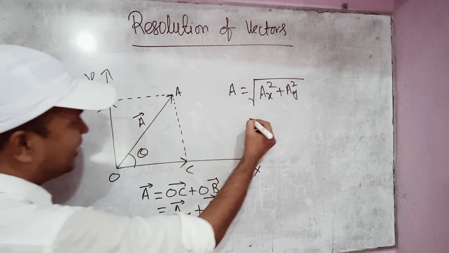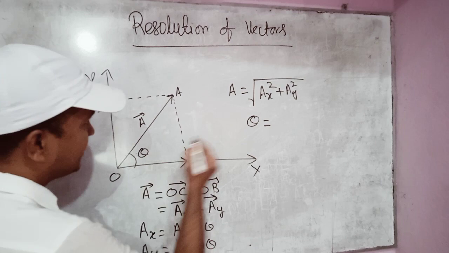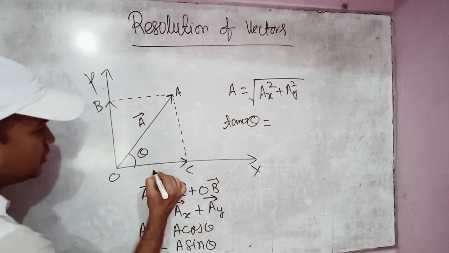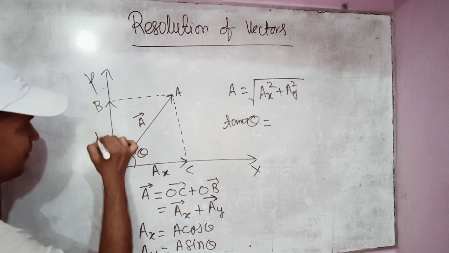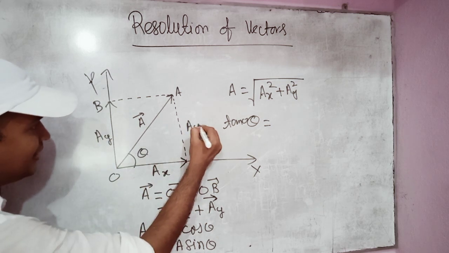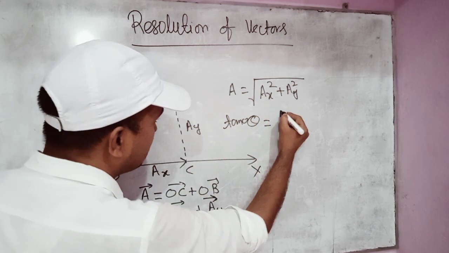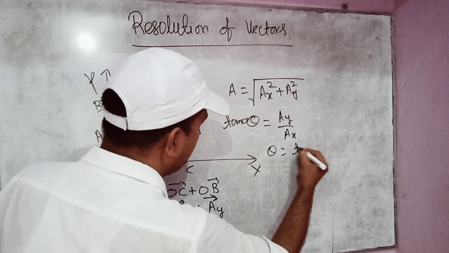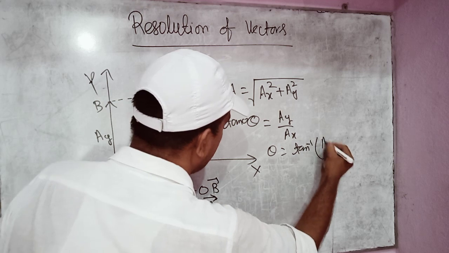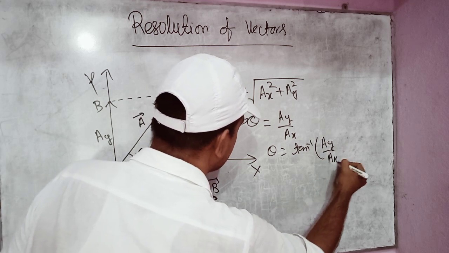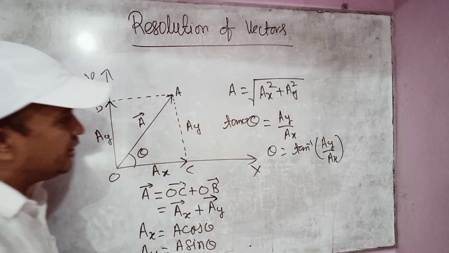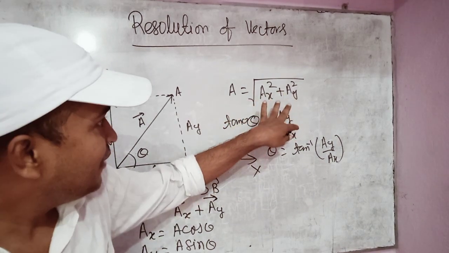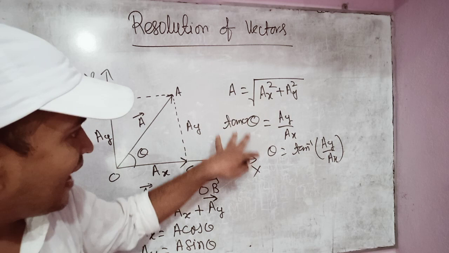And what is angle theta? Here we can see that tan theta is equal to Ay by Ax. So theta is equal to tan inverse of Ay by Ax. So if the components of a vector along the x and y axes are given, then we can find the magnitude of the vector and its direction.